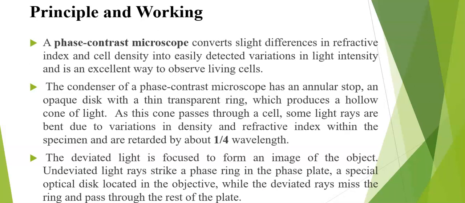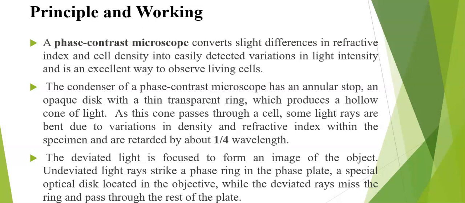So let us see the basic principle and working of the phase contrast microscope. This particular technical modification in the microscope converts light differences in the refractive index and the cell density into easily detected variations in light intensity, and it is an excellent way to observe living cells. Here a technical modification is made at the level of the condenser. It has an annular stop, which is an opaque disc with a thin transparent ring, which will produce a hollow cone of light, which we shall see now using a diagram.